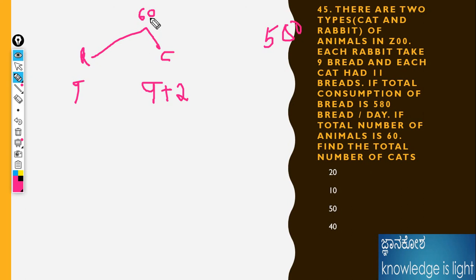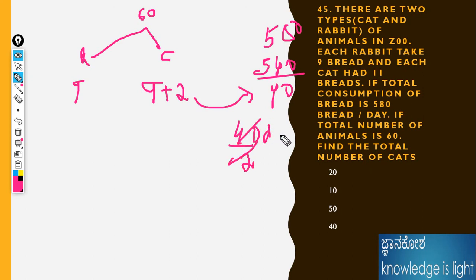Anyway, if 60 animals are present among this rabbit, how much is 60 into 9? What is 60 into 9? 9 6s are 54, that is 540. The remaining should be 40. Among the 40, how much will they eat? The cat 2. That means 20 breads the cat will eat.